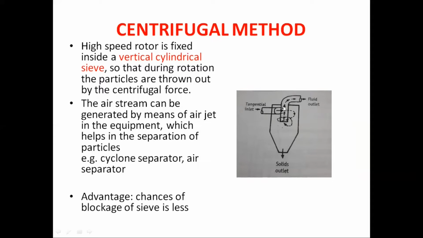A cyclone separator is a short cylindrical vessel that consists of a fluid outlet placed centrally at the top portion, and a tangential inlet is also placed at the upper part of the vertical vessel.